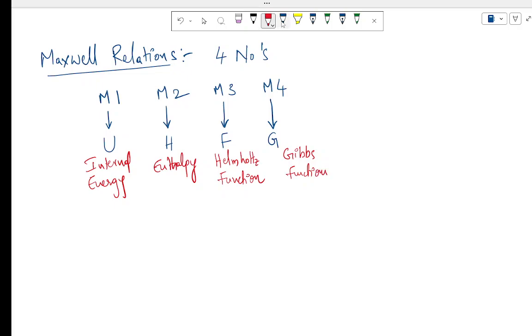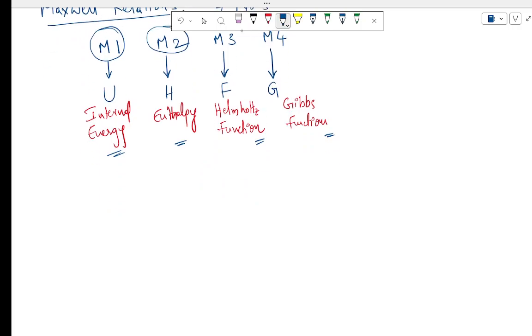By now we must know what internal energy and enthalpy are. Helmholtz function and Gibbs function I will tell you shortly when I go to the discussion of M3 and M4. But at the outset we must understand that Maxwell relation 1 is dependent on internal energy. Maxwell relation 2 is dependent on H. 3 and 4 are respectively dependent on F and G, that is Helmholtz function and Gibbs function. Okay, so this is the thing that we should know at the beginning. Let us now jump into M1, that is Maxwell relation 1.